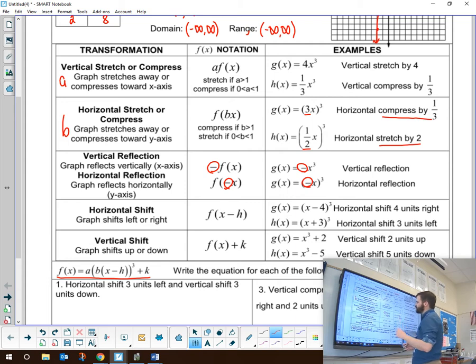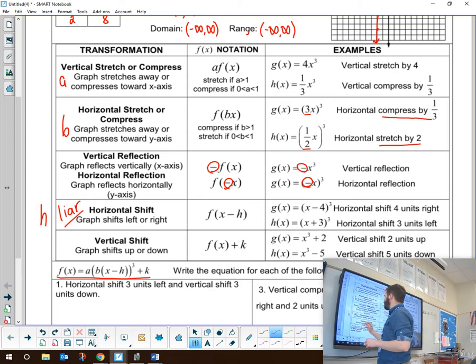A horizontal shift, that's my H, okay? And remember, H is a liar. So if we have a -4, we're going to go to the right 4. If we have a +3, we're going to go to the left 3. And then lastly, my vertical shift, that is my K value. That's just on the end. It's not a liar. It controls my up and down. So let's break down some of these.